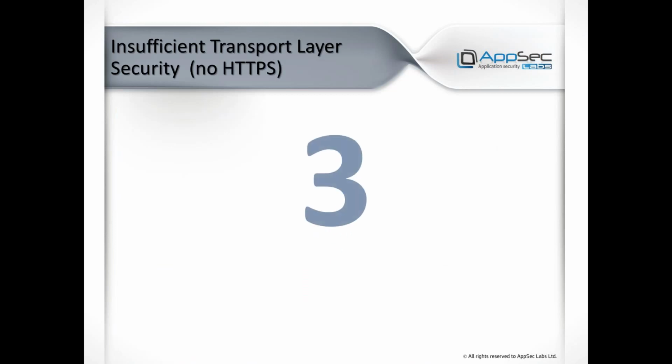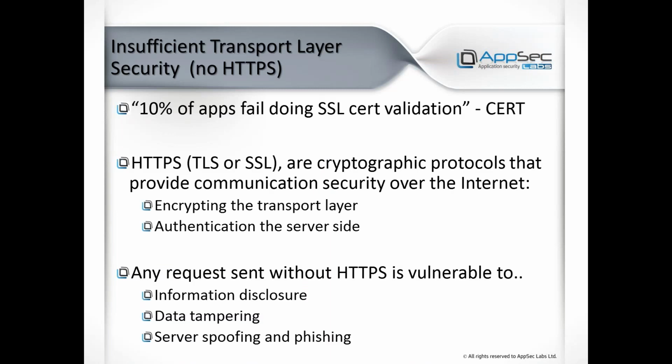Problem number 3 is insecure transport layer security, or in other words, no usage of HTTPS. Let me start with that. When you are not using HTTPS, when you are using HTTP, all of the communication can be hijacked. The attacker can redirect the communication. It can make the mobile app think that it is talking with the real server while it is talking with a man-in-the-middle server or maybe some other server.